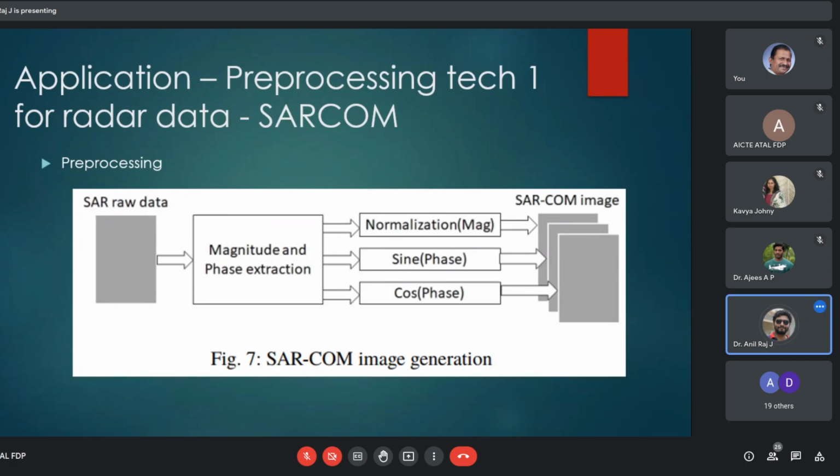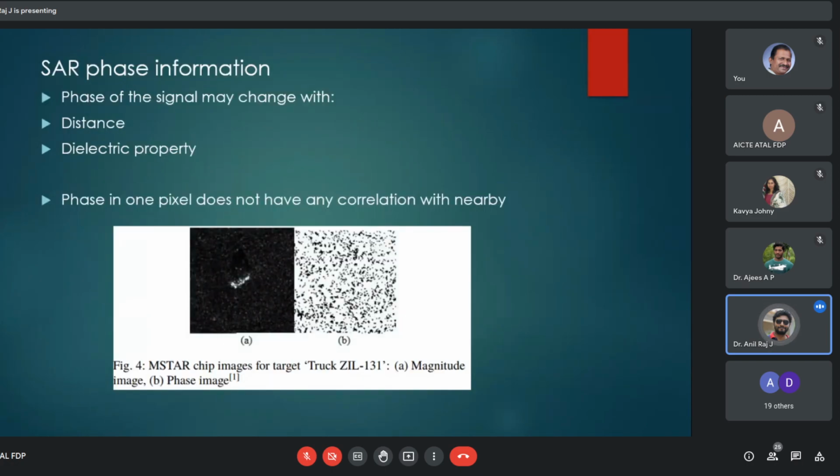From this raw data, the first step is to extract the magnitude information and the phase information. Then the magnitude information is normalized to 0 to 1. This is for deep learning applications. For CNN-based architectures, we first normalize the SAR data in order to generate the first channel of the pre-processed image. The first channel is based only on magnitude information. The other two channels are based on phase data. The phase data doesn't have structural information of the target, so in order to identify the target, we have to make use of both the magnitude and phase data. The combined effect will yield much better results.